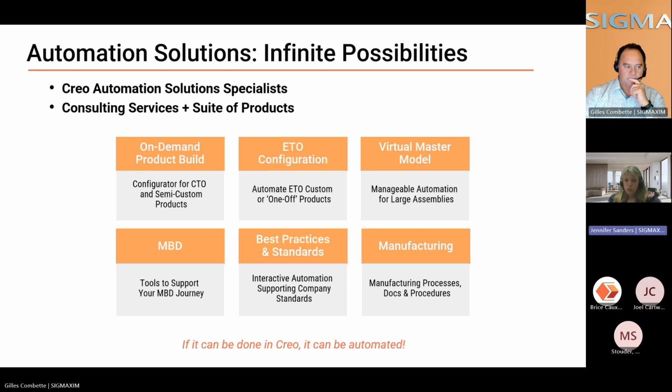MBD, we have automation and tools to support your journey there. I call the sheet metal one best practices and standards, getting your specific rules into Creo so they happen correctly each and every time. And that leads into our manufacturing automation as well, as we take those processes, documentation, and procedures and automate them.